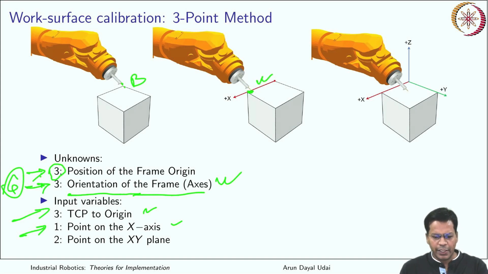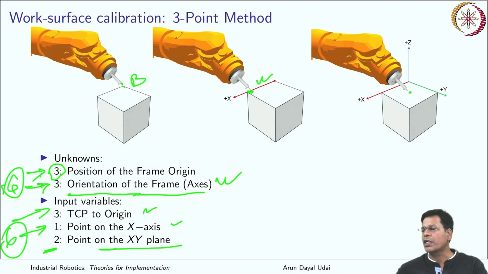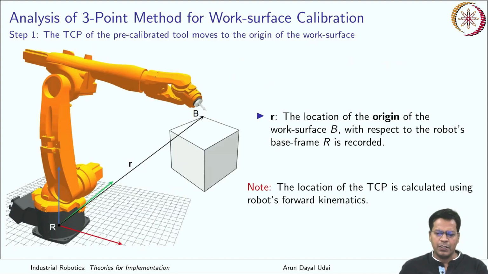Got it? Second one, when you are taking it to the xy plane, it is basically 2 remaining variables which are defined here. So total variables are 6 here. So it becomes a solvable system and your robot controller can solve it. Okay, so let us do it ourselves also.